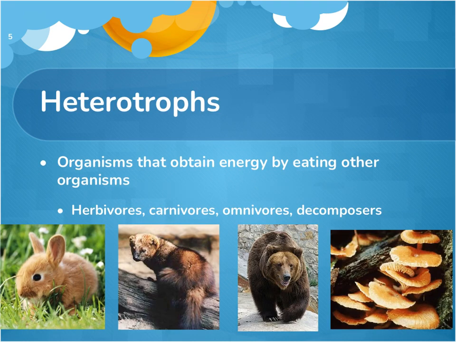There are two major types of organisms that use energy. One of those types is heterotrophs. Heterotrophs are organisms that obtain energy by eating other organisms. So you are a heterotroph, your dog is a heterotroph, your cat is a heterotroph. Anything that's alive that does not make its energy from photosynthesis is a heterotroph. So herbivores are heterotrophs, carnivores are heterotrophs, omnivores are heterotrophs, and decomposers like fungi are also heterotrophs.